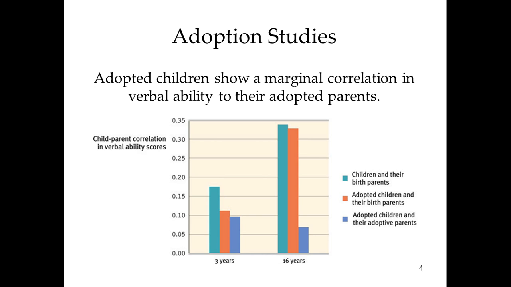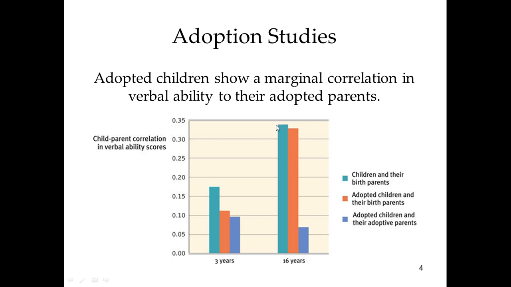So what we see here is, at 3 years, correlations are pretty low when it comes to verbal ability for all groups, because the children haven't had a chance to really develop and display their intelligence. But by 16 years, we see that there's a much higher correlation. And we see that birth families, right? So these are the two where we're comparing the birth children to the birth parents. In this one, they have a shared environment because they live together. In this one, the birth child and birth parent do not have a shared environment, but they're genetically related.